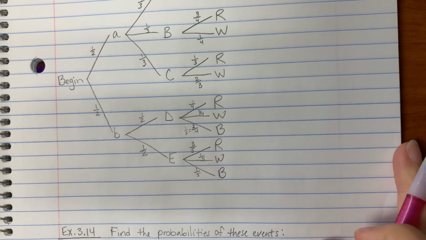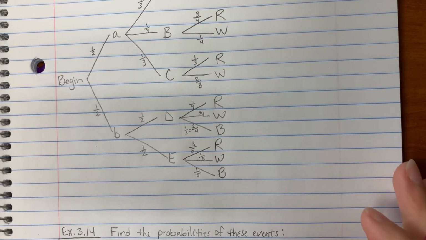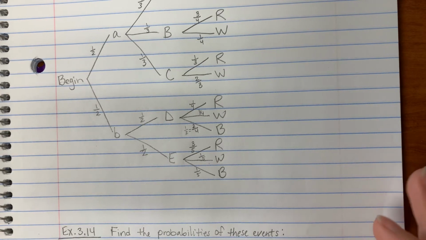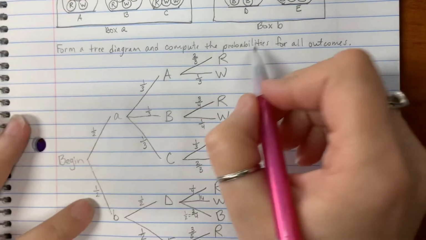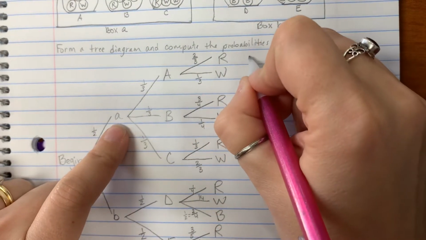So that's good. Okay, and then in this particular problem, let's see, did they ask me, form a tree diagram and compute the probabilities for all outcomes. So they want me to go ahead and find the probability for each of these outcomes. So on this one, this is me saying, here's my outcome.